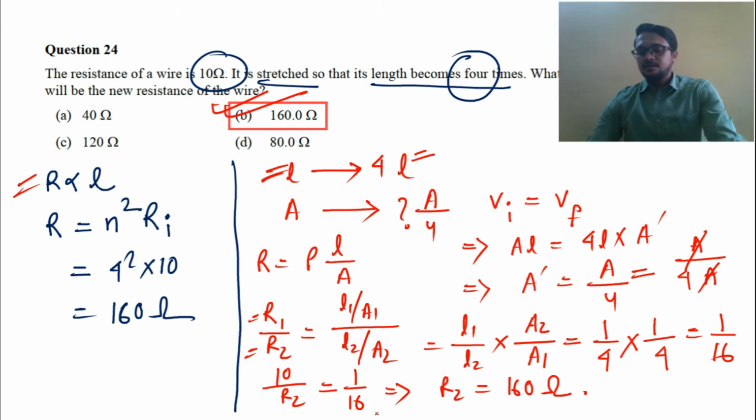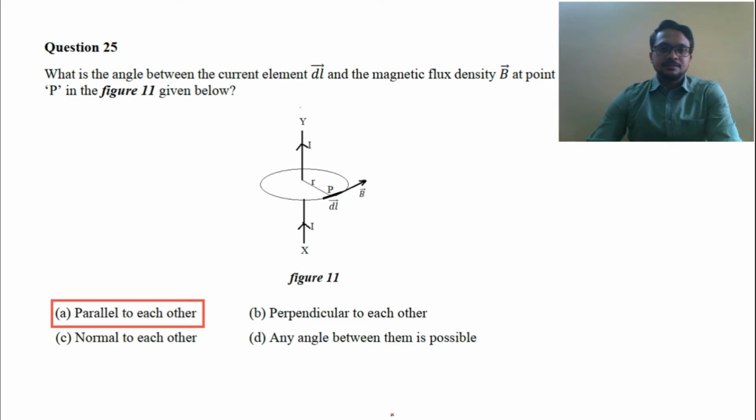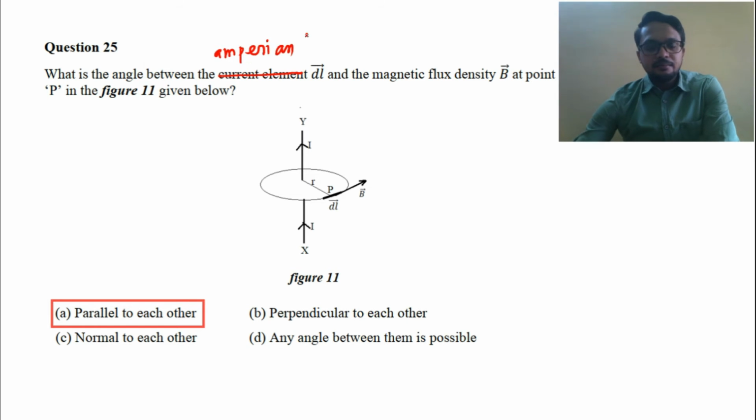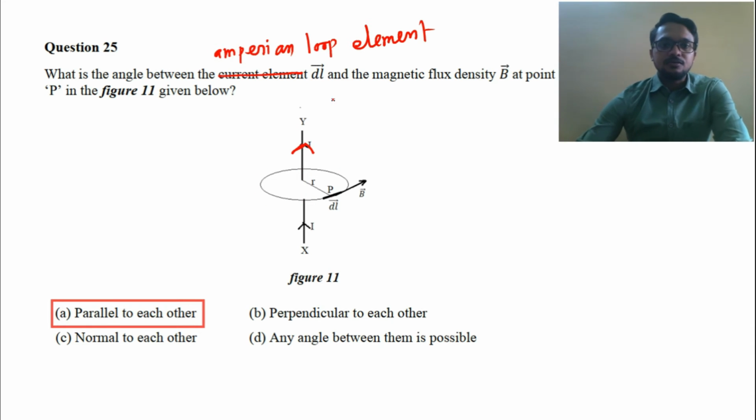Fine. Question number 25. What is the angle between the current element dl and the magnetic flux density B at a point P? First of all, this part, current element, is wrong. Here it will be the angle between the Amperian loop element, because this circular one is the Amperian loop. Current is flowing in this infinite wire, and this circular one is the Amperian loop. So the angle between the Amperian loop element dl and the magnetic flux density B at a point P.